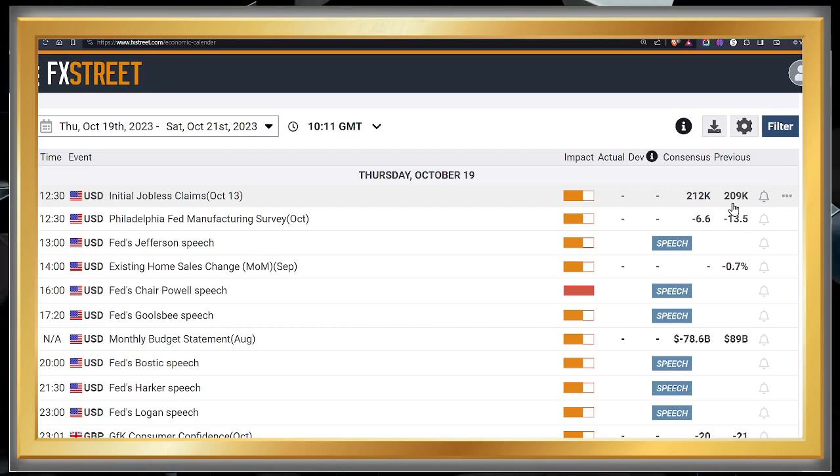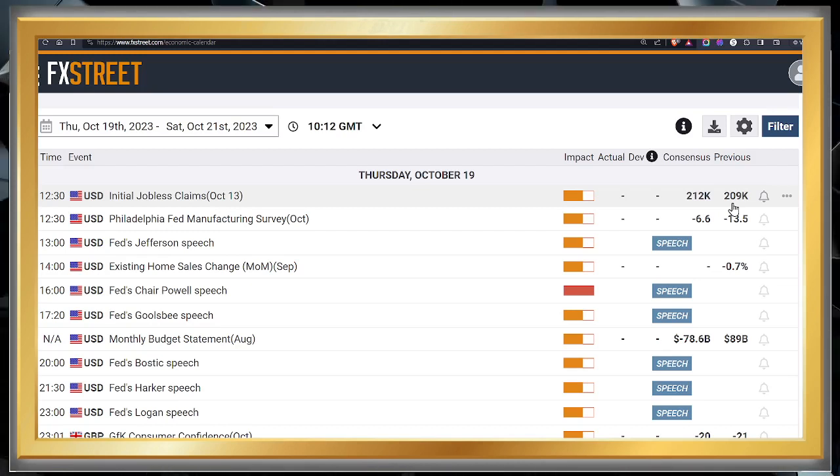Now, if we look at the previous data for the month of September, you will see here that the data came in at 209,000, and we have economists projecting 212,000 for the month of October. So this is a sign that there's going to be a little bit of contraction, as the figure here is actually beyond the previous month's data. So we are going to be looking forward to see what the actual data is going to be like on that one.